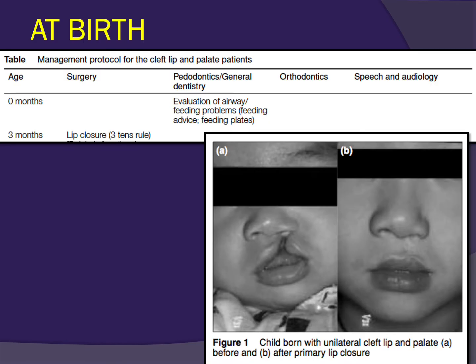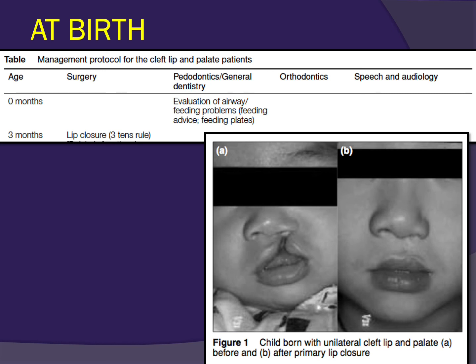With prenatal ultrasonic imaging, the cleft babies can be identified before birth, as early as 15 weeks in uterine life. This enables very early counseling and psychological management for the parents. At birth, the dentist and pediatric dentist will evaluate the airway and will offer advice on feeding problems. In some cases, feeding plates will be constructed to aid in breastfeeding.